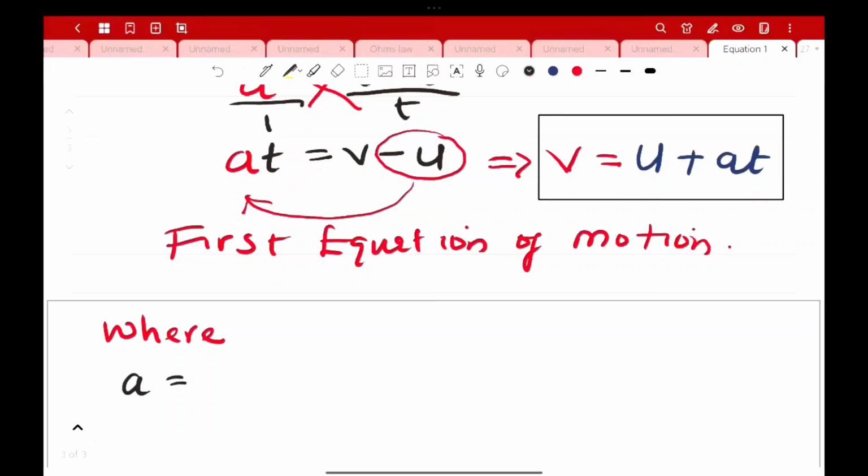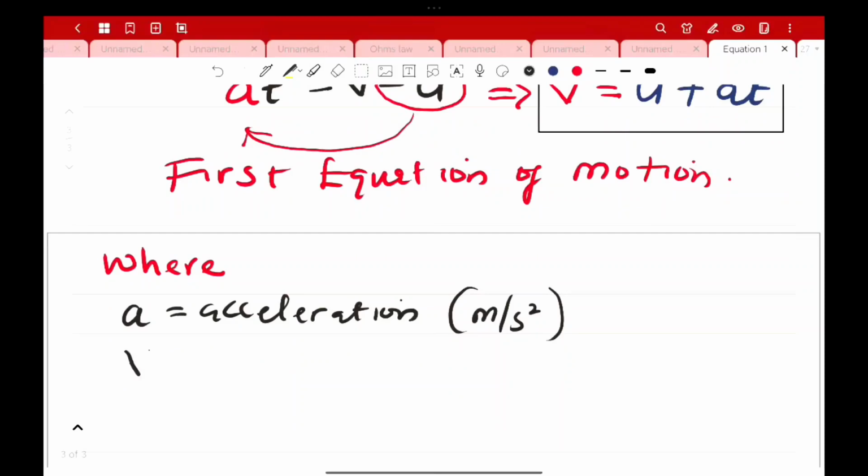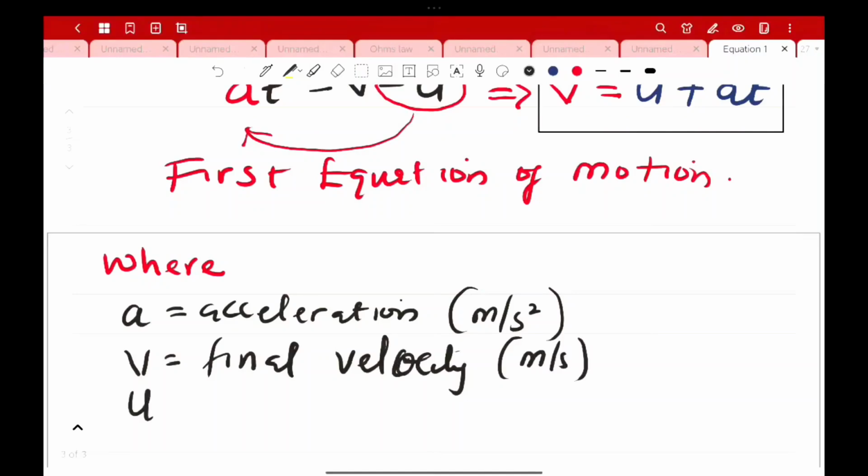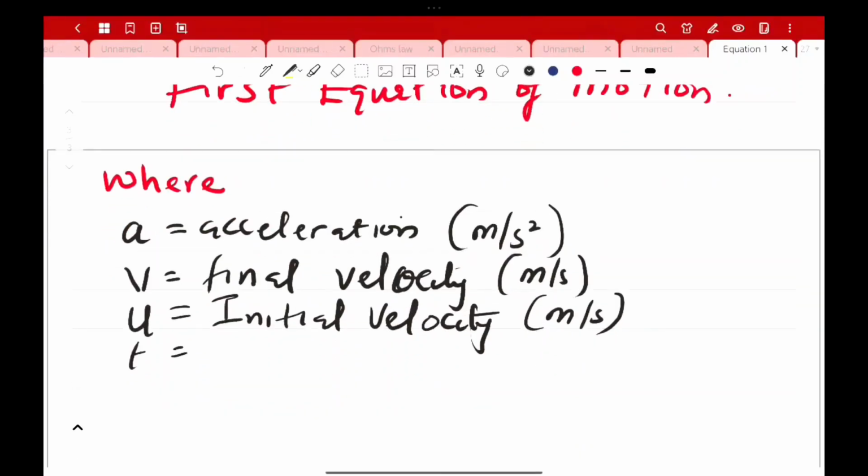Let's quickly interpret each parameter. Here, our A means acceleration in meters per second squared. Then our V means final velocity in meters per second. Our U means initial velocity in meters per second. And then our T means time in seconds.